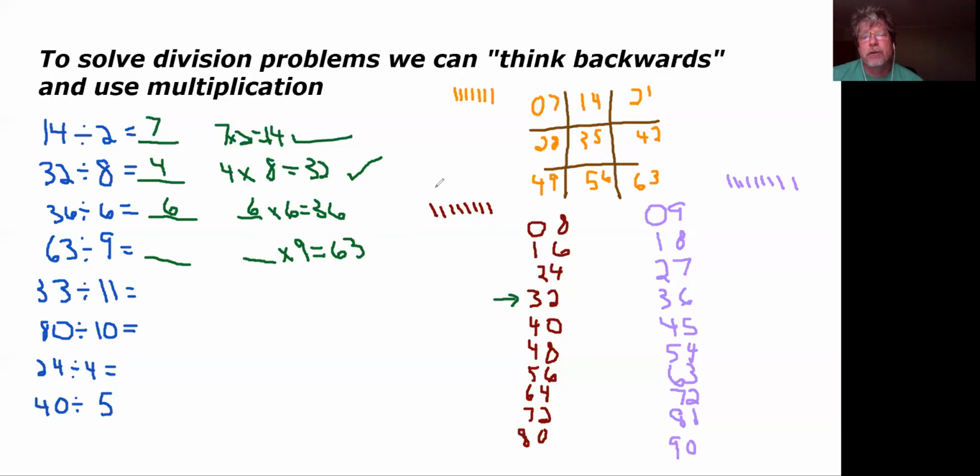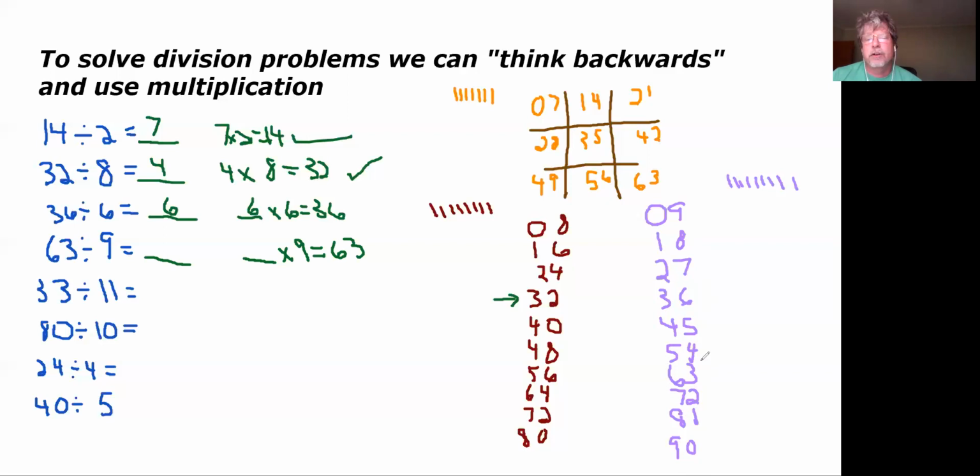Now, if you don't know your 9's, we do have a little trick. Remember, we can just go 0, 1, 2, 3, 4, 5, 6, 7, 8, 9 down the page, and then 0, 1, 2, 3, 4, 5, 6, 7, 8, 9 up the page. That generates your 9 facts.